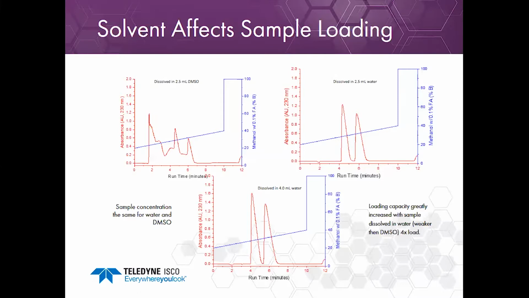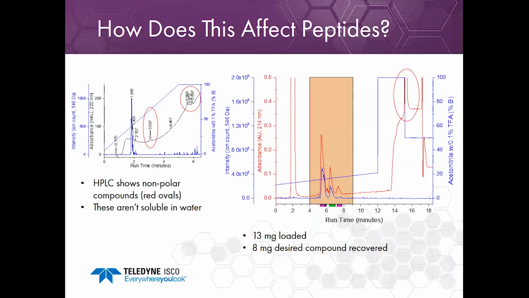So how does this affect peptides? Well, over here we have a peptide that needed to be cleaned up. We see with the mass spec that we have a peak, and then we have some non-polar compounds that are eluting. So now I go and run the peptide on the prep system. I have my DMSO peak. I could load 13 milligrams, and I see that I have some impurities, and I just about can get baseline resolution with 13 milligrams loaded, and I could recover 8 milligrams of the compound.